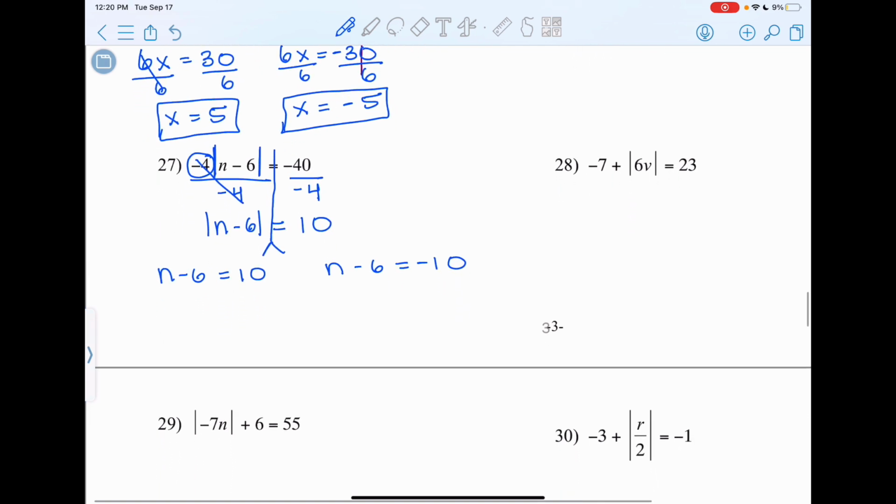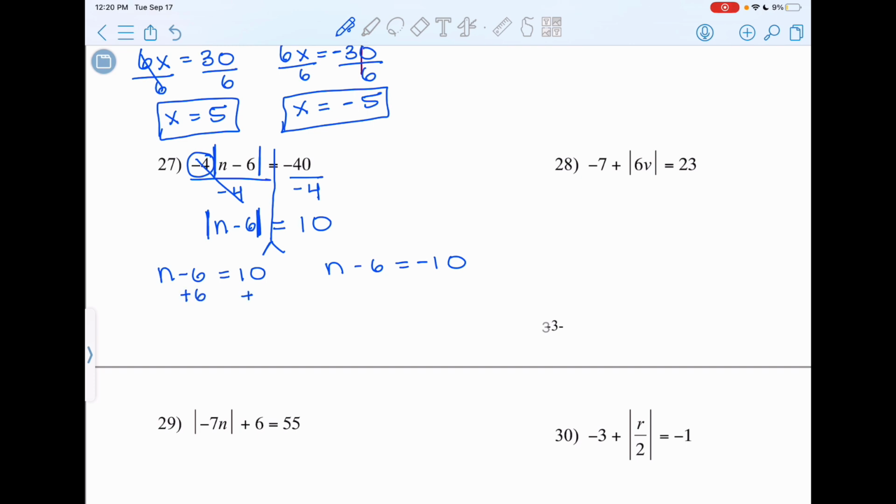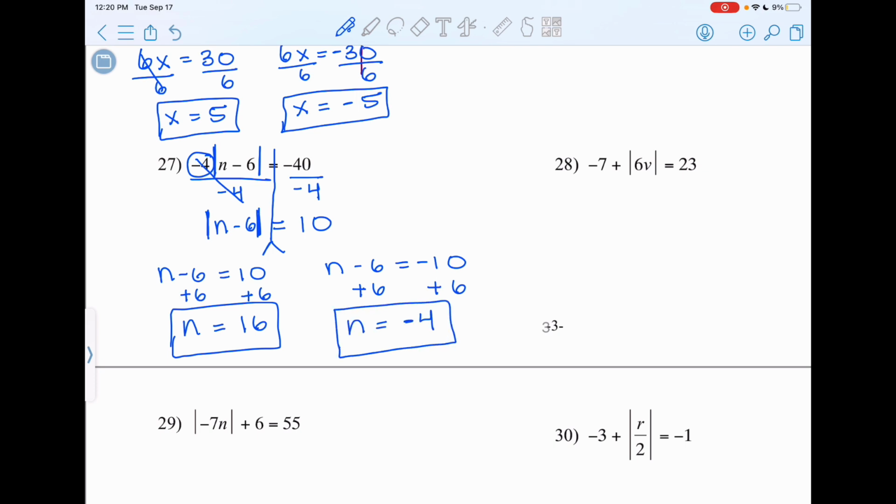Please do not split up your absolute value until it is all by itself. You need the absolute value all by itself before you break it up into its two problems. And now I solve. To get rid of the minus 6, I'm going to add 6 to both sides. So I get that n is equal to 16. And then I'm going to add 6 on the other side as well. And negative 10 plus 6 will be negative 4. Please make sure that you use your calculator if you're still struggling with your positive and negative integers.